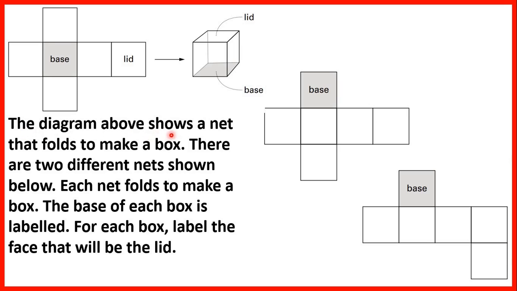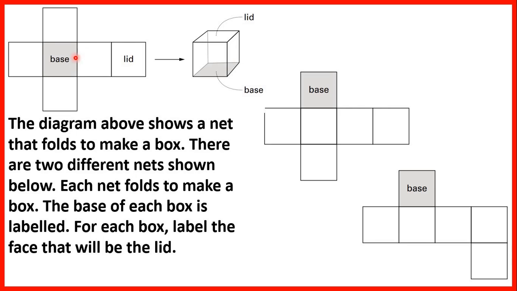The diagram above shows a net that folds to make a box. There are two different nets shown below. Each net folds to make a box. The base for each box is labelled. For each box, label the face that will be the lid.